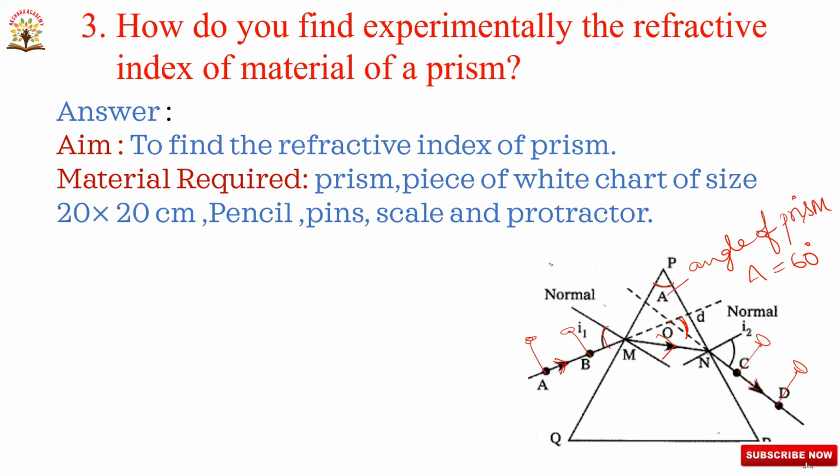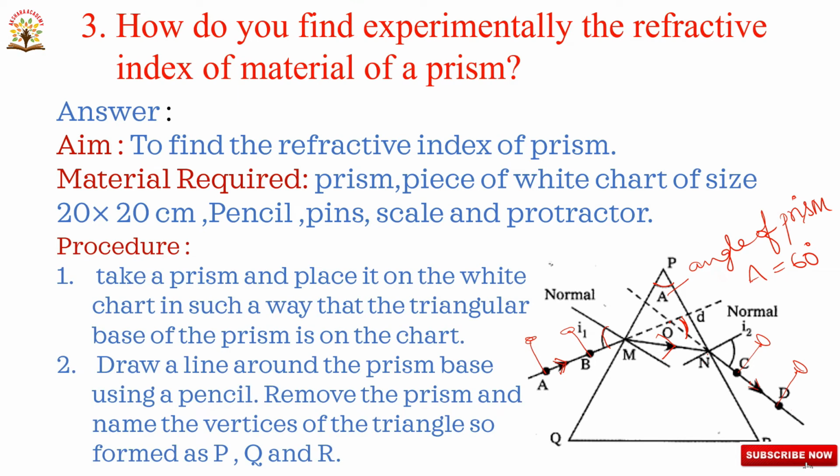Okay, now let us go to the procedure. Take a prism and place it on the white chart in such a way that the triangular base of the prism is on the chart. Draw a line around the prism base using a pencil. Remove the prism and name the vertices of the triangle so formed as P, Q, R. This is a trace out of the prism, and P, Q, R are the 3 vertices of this triangle.